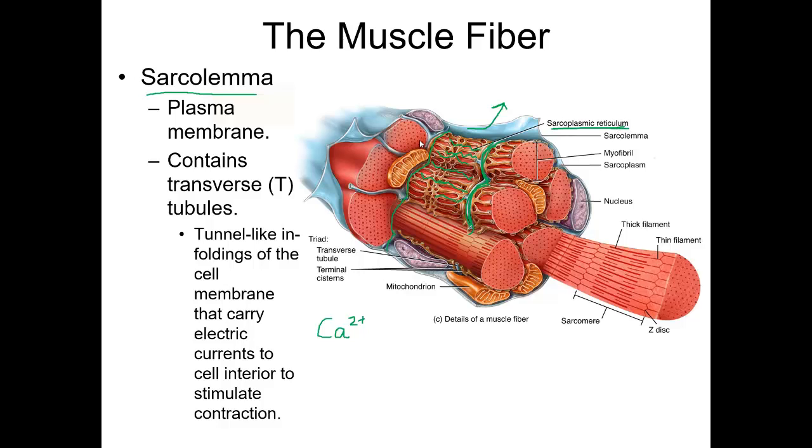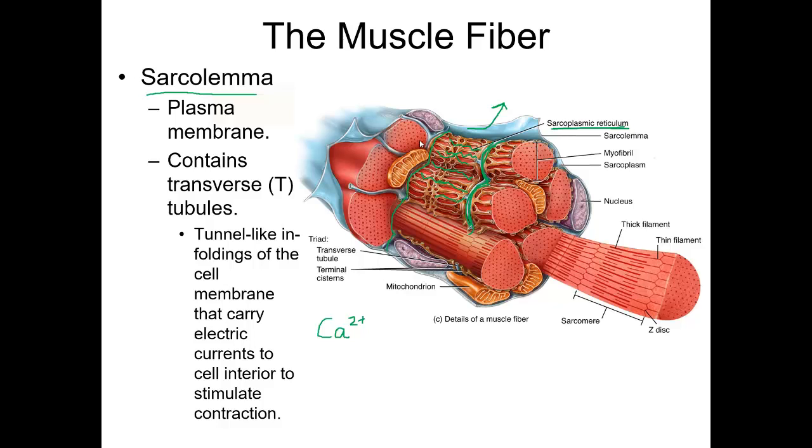So far we've talked about the sarcolemma and the sarcoplasmic reticulum. Everybody has to be crystal clear with what the sarcolemma is and what the sarcoplasmic reticulum is. Sarcolemma is the plasma membrane of the muscle fiber. Sarcoplasmic reticulum is the ER of the muscle fiber. What is the sarcoplasmic reticulum holding? It is holding the calcium ions. What is the gate to the calcium ions? The T-tubule is the gate of the calcium ions.